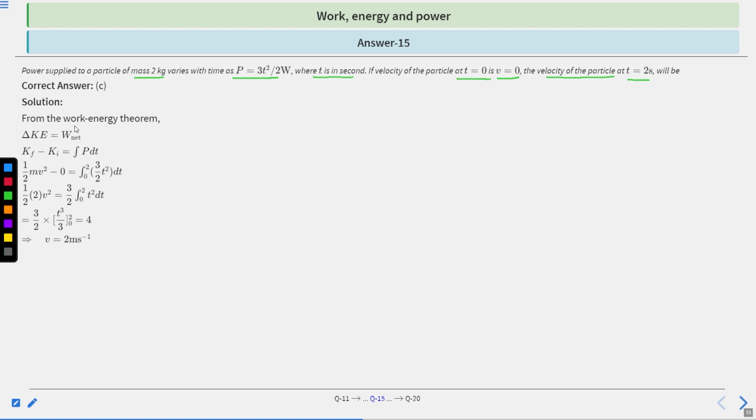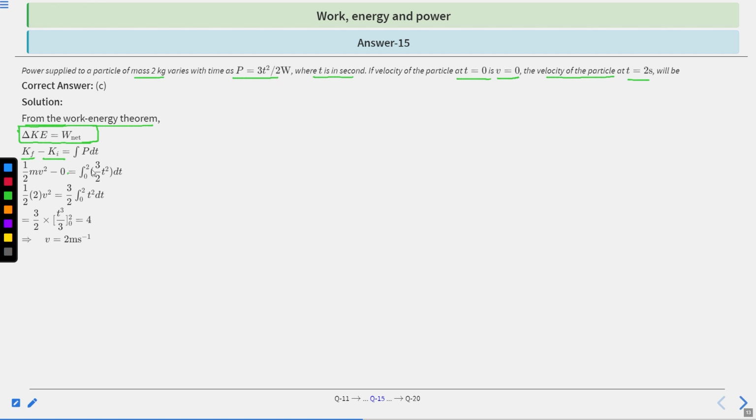From the work energy theorem, change in kinetic energy is equal to W net, which is the net work done. So change in kinetic energy is the final kinetic energy minus the initial kinetic energy, which is equal to the integration of P dt. Final kinetic energy is half mv square and initial kinetic energy is 0. And we know P equal to 3t square divided by 2 watt.